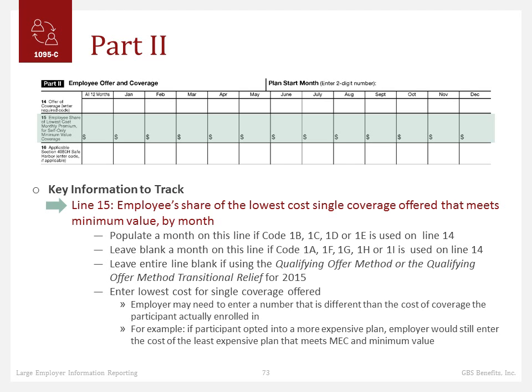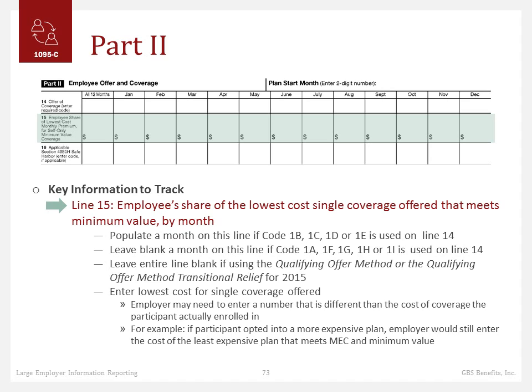what's the information we enter here? We enter here the employee's share of the lowest cost single coverage that was offered that meets minimum value, by month. So in other words, you are going to put in the cost here of what you would charge for the lowest compliant employer shared responsibility plan.